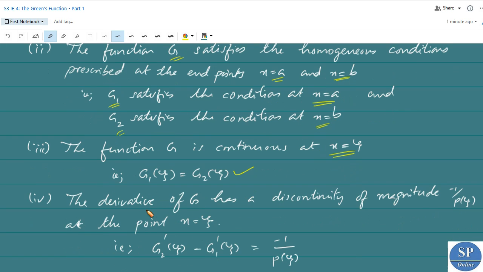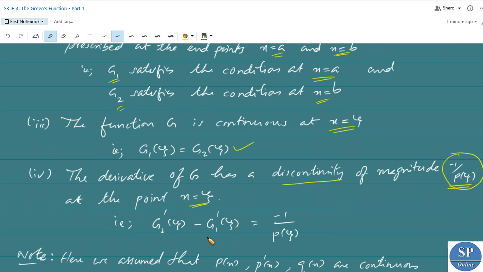And the fourth property is that the derivative of g has a jump discontinuity of magnitude −1/p(ζ) at the point x = ζ. That is, g2'(ζ) − g1'(ζ) = −1/p(ζ). That is, the derivative is not continuous at the point x = ζ, and g has a jump discontinuity.